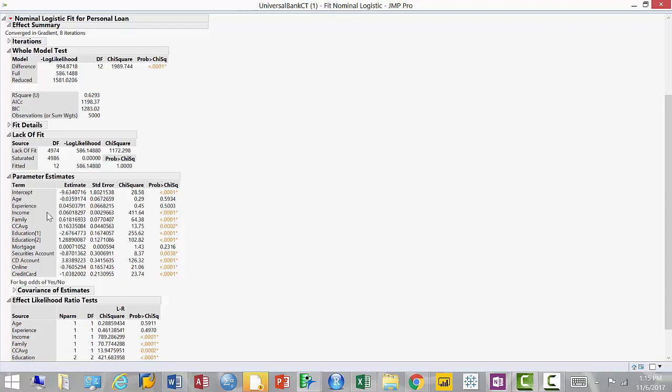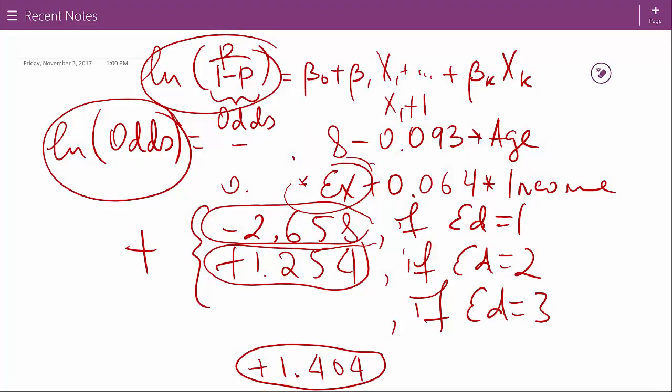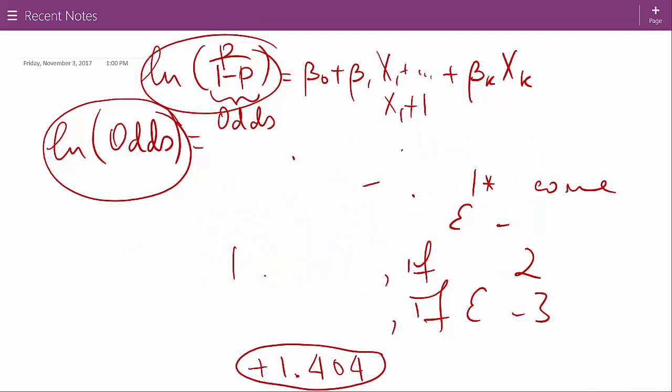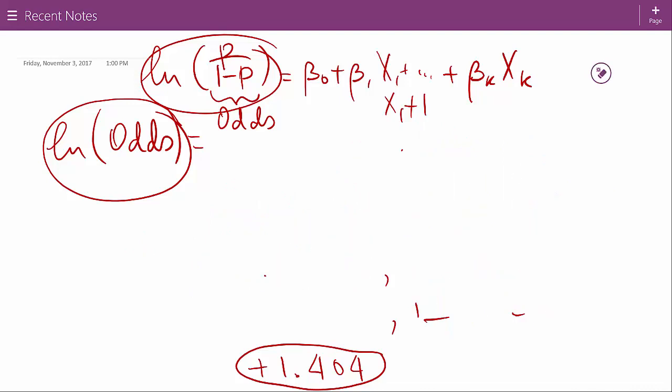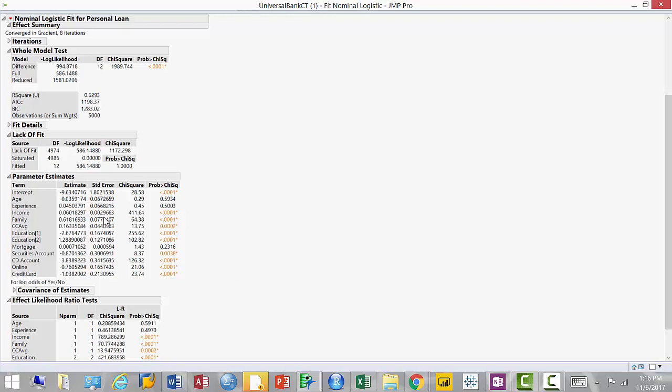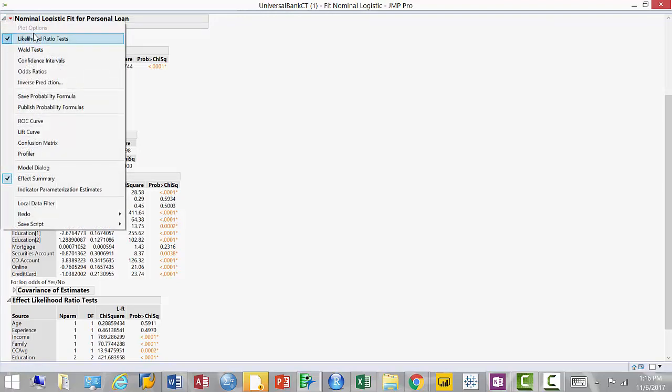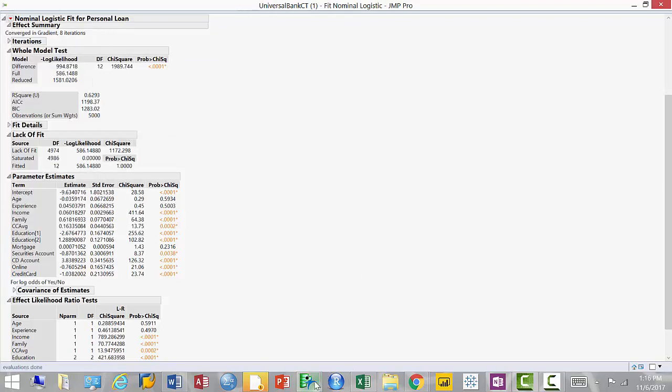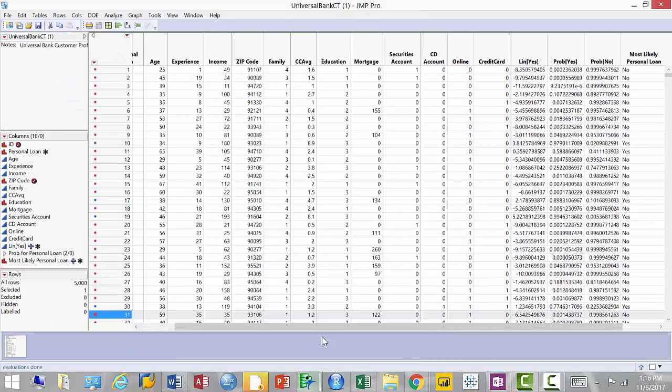What I wanted to do is take a look at the slopes of the variables. So here is my model essentially. Intercept is minus 9.634. Better yet, let's go ahead and save the formula. Let's save this formula into the data file and then discuss the slopes. So in the red triangle, I'm going to say probability formula, and what it will create is a few columns in my data file, right there.